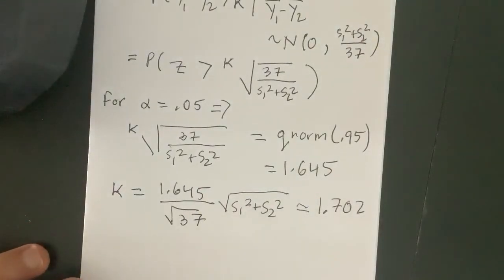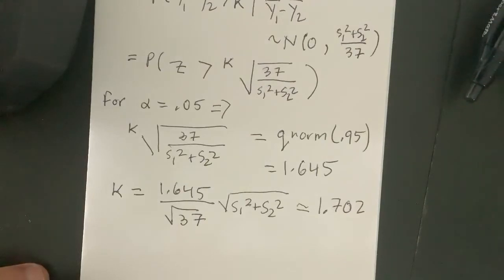Okay, so I want to reject and claim there is significant difference if the difference in the two sample means is 1.702. So this gives me my alpha equals 0.05 test.